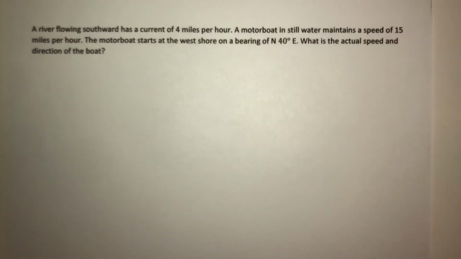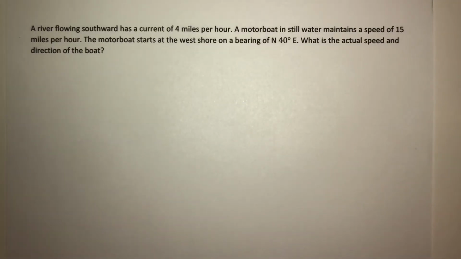This is part 8 of section 6.4. If a river flowing southward has a current of 4 miles per hour, and a motorboat in still water maintains a speed of 15 miles per hour, the motorboat starts at the west shore on a bearing of north 40 degrees east. What is the actual speed and direction of the boat? So we are asked to find both the magnitude of the resultant and the bearing of the resultant.